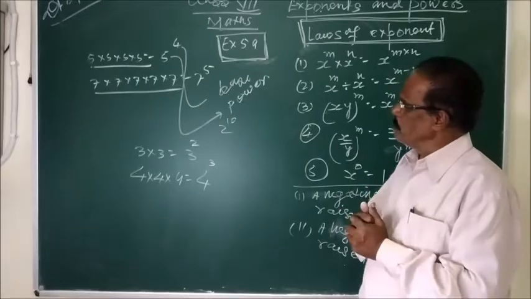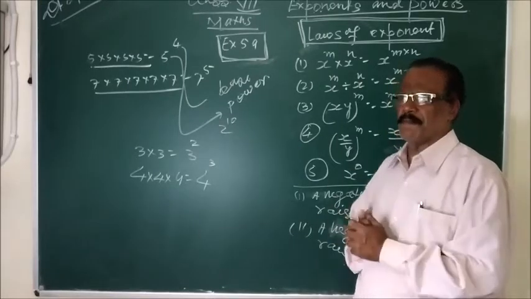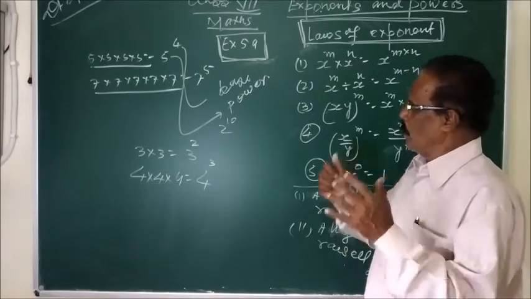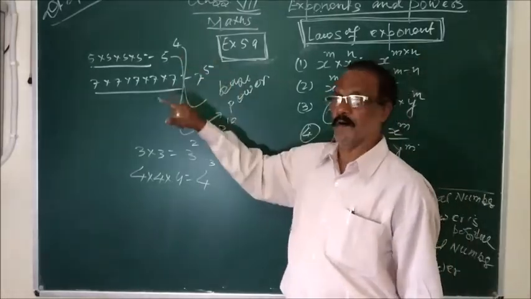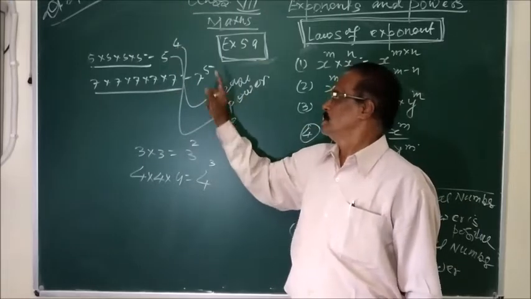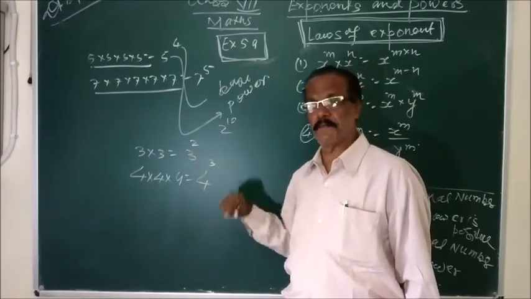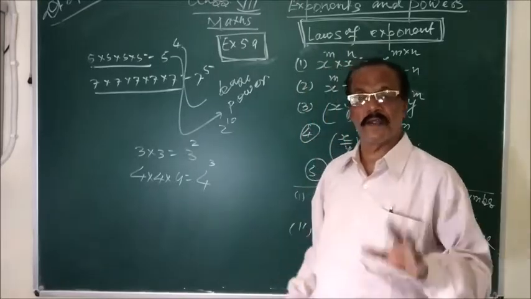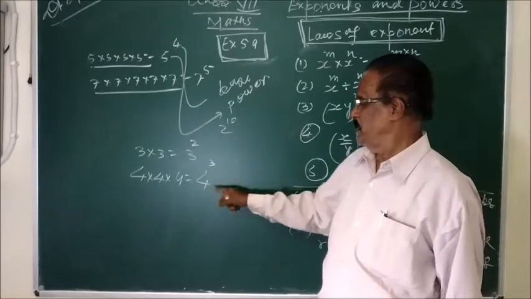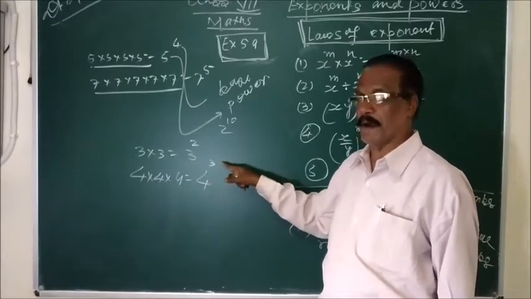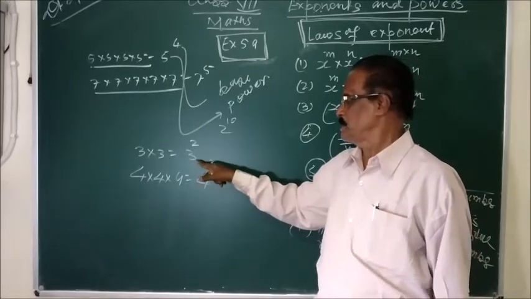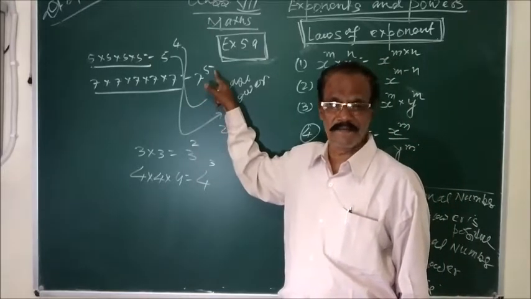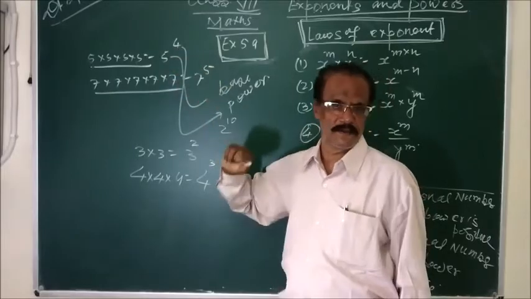तो आप समझ गए कि very large numbers we can express in very short form, और उसको हम कहते हैं exponential form. 4 to the power 4, 7 to the power 5, 3 to the power 2, 4 to the power 3. These are called exponential form. This number, 4 is the base, power is 3. 3 is the base, power is 2. 7 is the base, power is 5. And 5 is the base, power is 10.